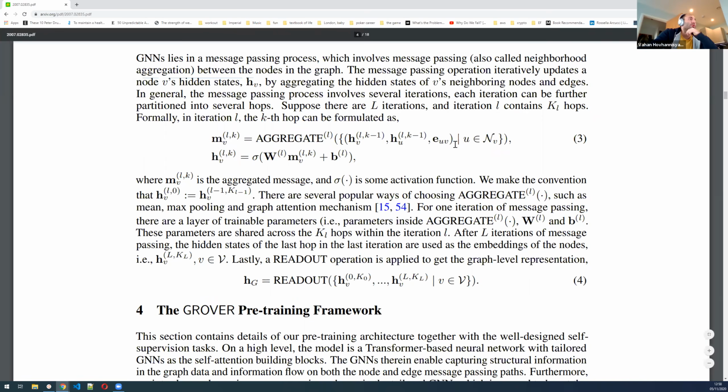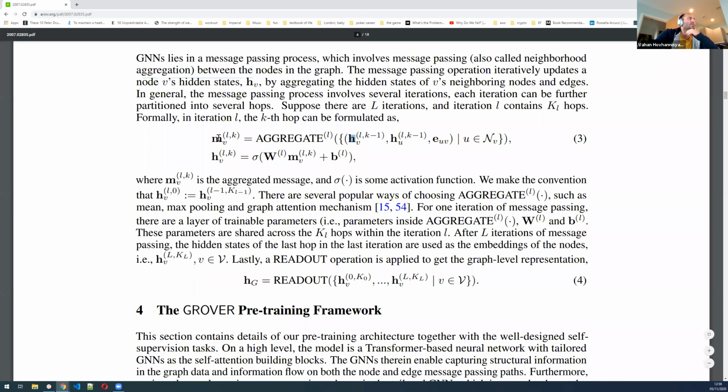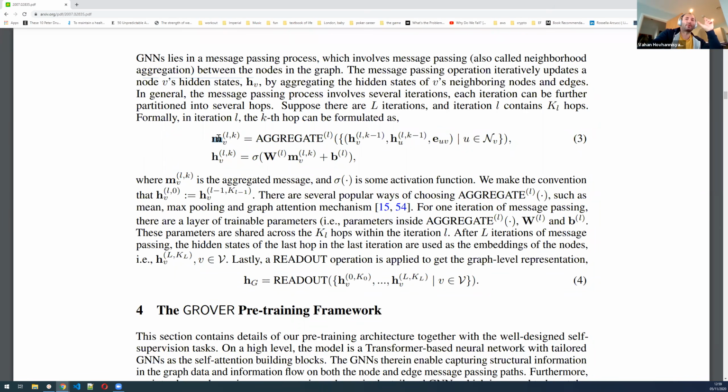Interesting. So if you look at the dimension of M, let's say it's a mean or a max or whatever, it would be the same dimension as the hidden state, right? Because you would take means over hidden states. So this aggregation is like a reduction operation. So M is a vector. It's not a matrix. It's a vector of the same dimension as the features.